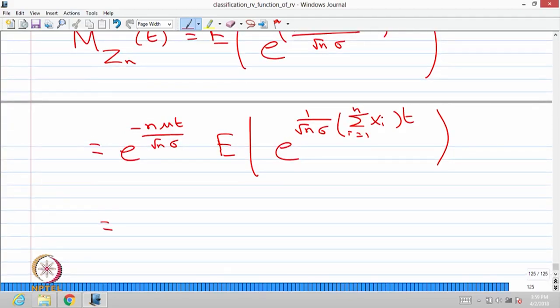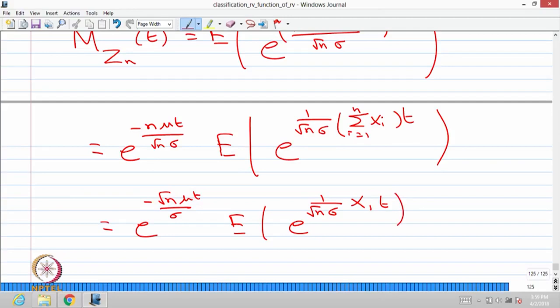This is the same as e power minus square root of n mu t divided by sigma. You can use the expectation of e power summation of xi times t. Since all our random variables are IID, you can go for the expectation of e power 1 divided by square root of n sigma for one random variable x1 times t. After getting the expectation, you can raise it to the power n, because all are independent as well as identical.